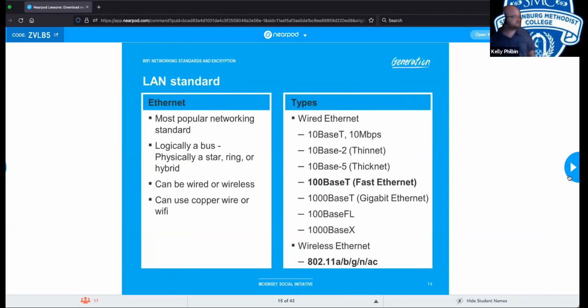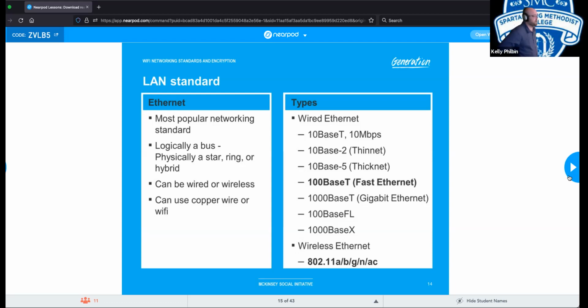LAN. Probably the most popular networking standard we have. Logically, it is a bus, so you have multiple points and nodes along the way. Physically, it can be a star, a ring, or a hybrid. It can be wired or wireless, and it can use copper wire or Wi-Fi. You could also probably throw in fiber there too, because you're starting to see that crop up in some offices, especially communicating between floors, or if they use things like storage as a network.